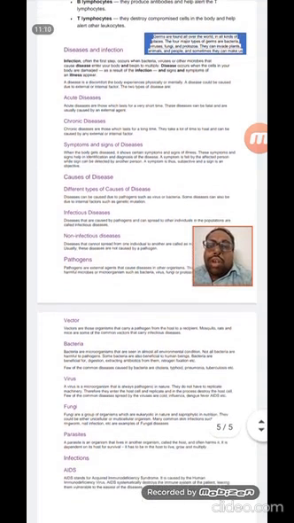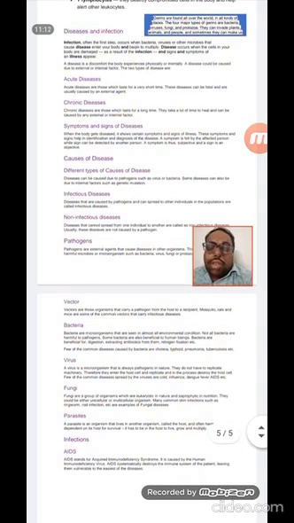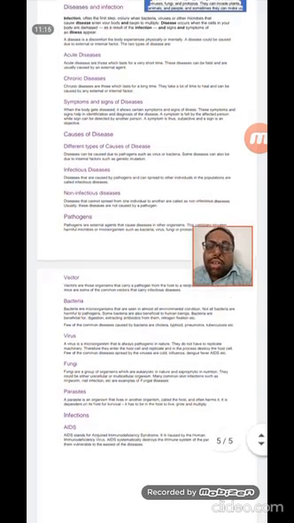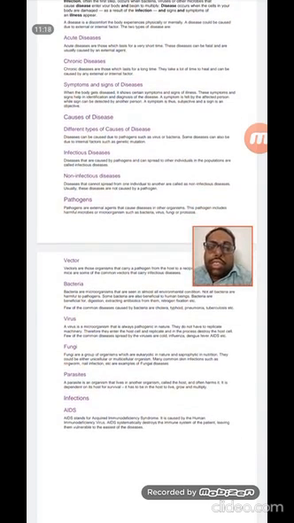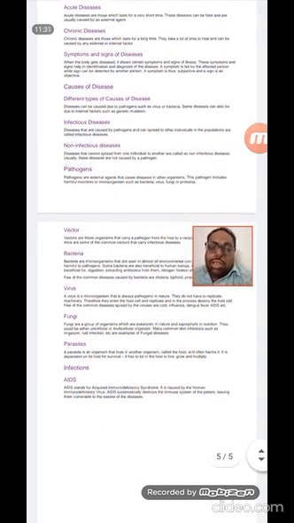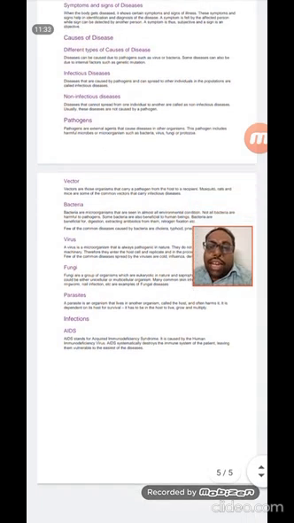What are the different types of diseases we get? One is infectious disease and the other is non-infectious disease. Infectious disease means it can be spread from one person to another. Non-infectious disease means it cannot be spread from one person to another. Pathogens are the external agents which can cause a disease. And then we also have vectors.